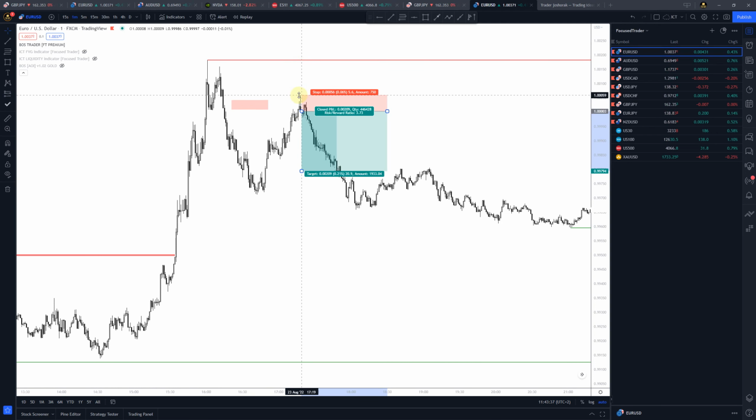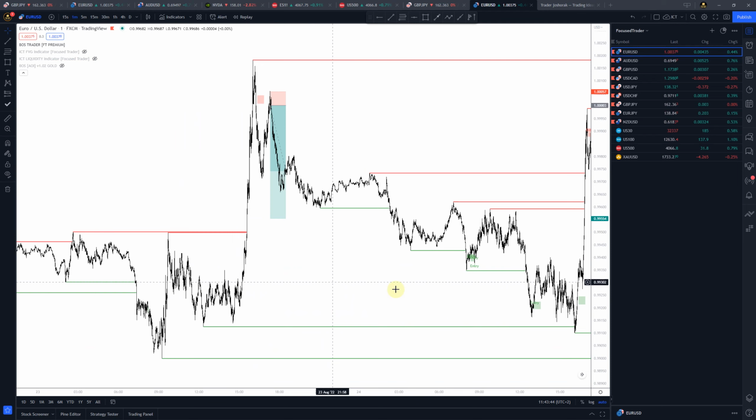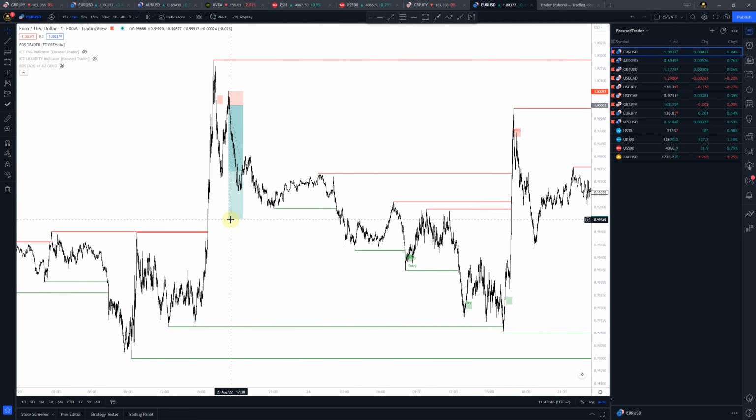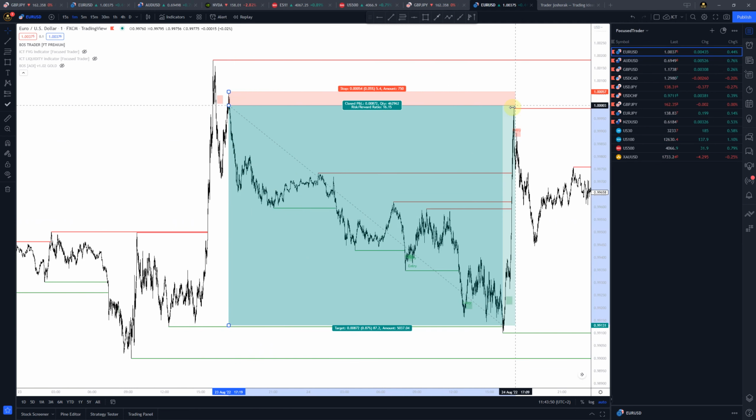Okay, and the sky is the limit. This is your profit target, and guys, this is crazy. This is totally crazy. Okay, so risk reward ratio 16:1.